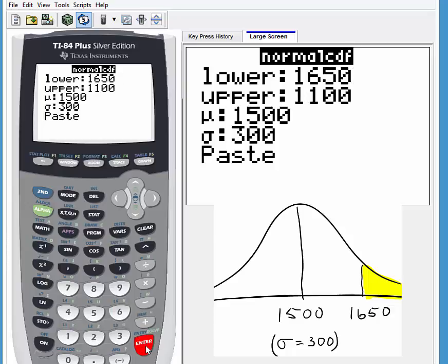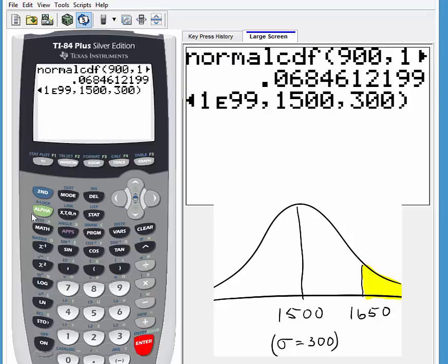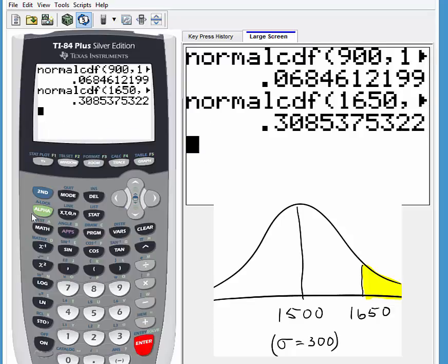You can put any really big number here. I always get in the habit of just saying 1e99. So this is 1 times 10 to the 99th. Again, our mean and standard deviation are the same as they were before, so they're still there. And press paste. And we get 0.309, rounded to 3 places.